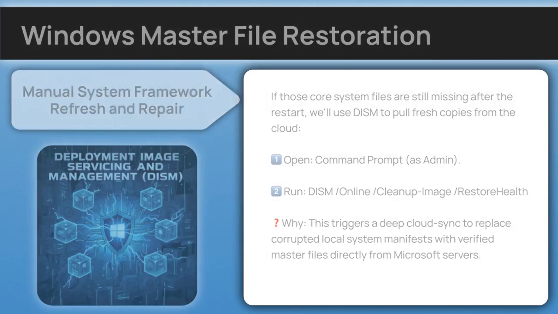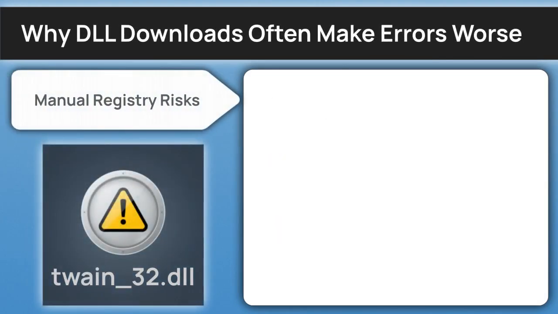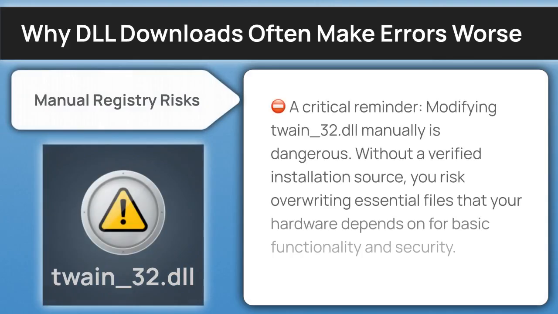To protect your system architecture, I have a few recommendations regarding file authenticity. Don't risk your computer's health by downloading Twain 32 DLL from random internet sources, which often harbor hidden tracking scripts and ransomware.